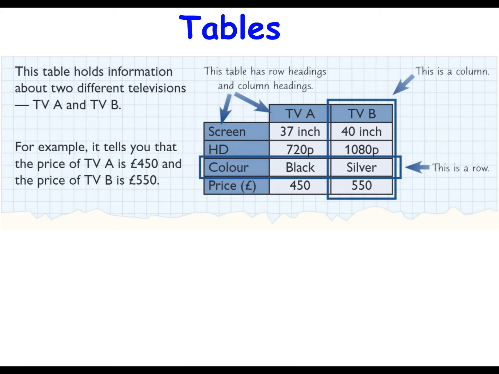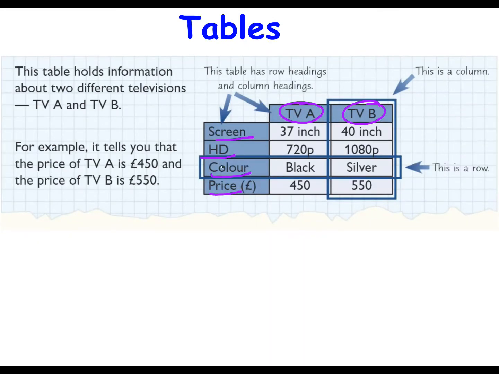Tables retain information, and sometimes the information might not be an awful lot. For example, if you were buying a new telly and you were comparing two tellies, there would be television A and television B, and there are certain things that we want the television to do. So we have the size of the screen, whether it's high definition, the color, and the price. And depending on these things would depend on whether we bought that particular telly.